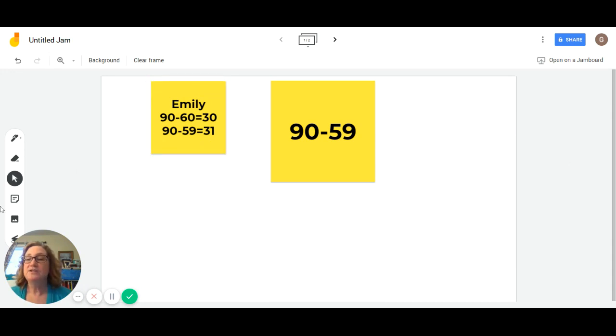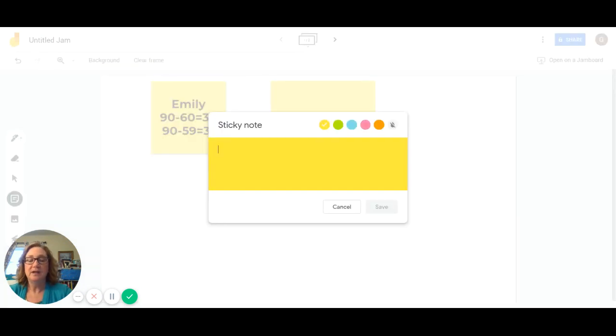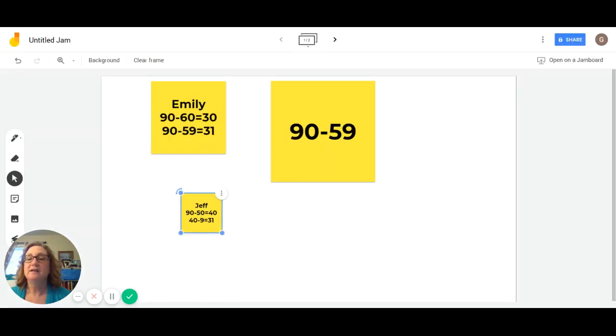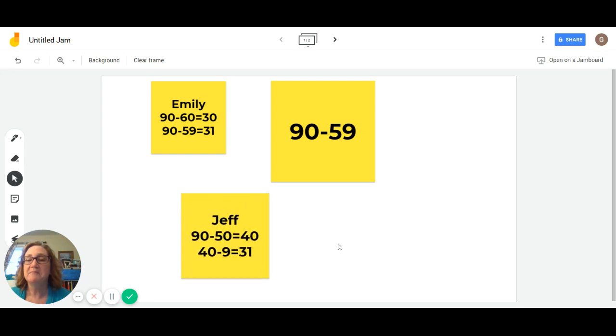Okay. Jeff, let's see how Jeff decided to do it. Jeff said that 90 minus 50 equals 40. He already knew that in his head because 9 minus 5 equals 4, so 90 minus 50 would equal 40. Then Jeff took 40, subtracted 9 more, and he got 31. That's another way to solve the problem.